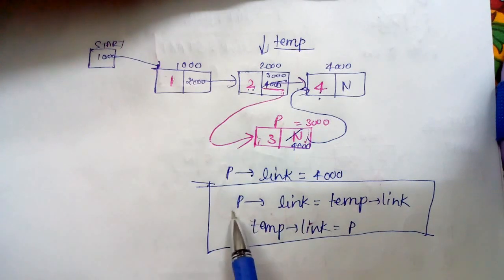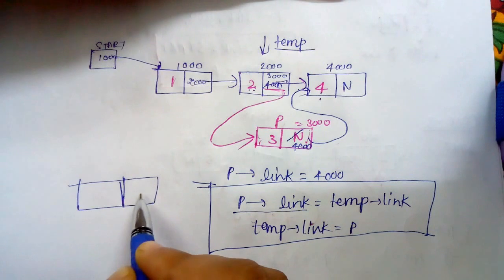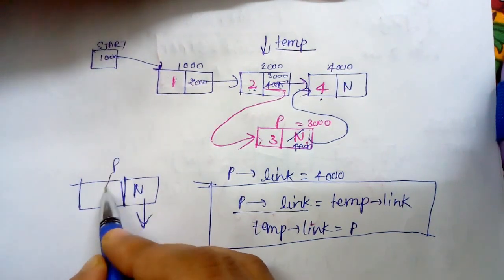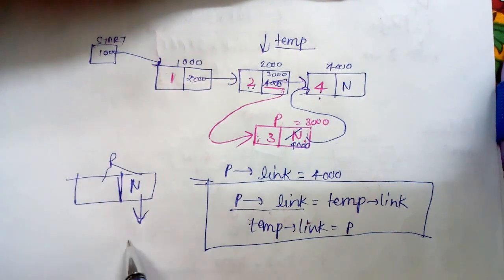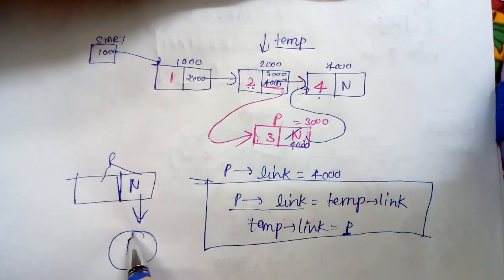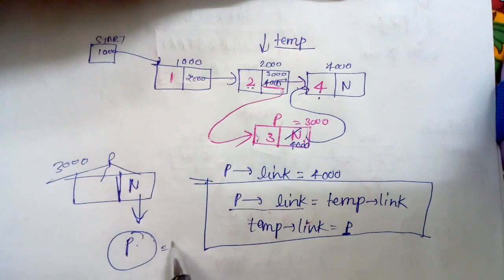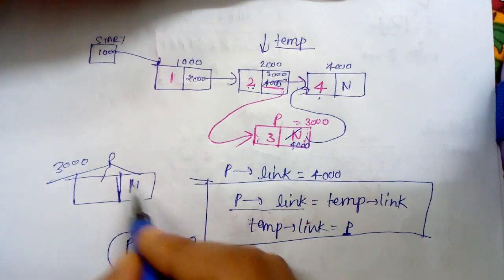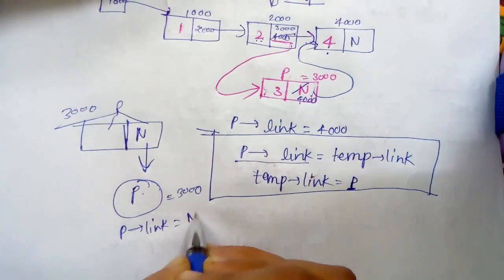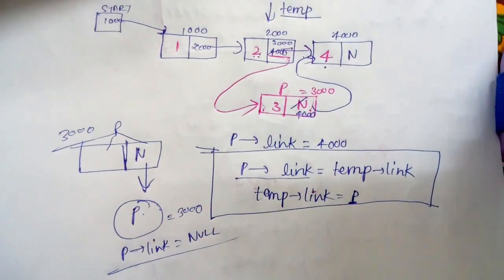See, if I am talking about the P link part, that is this part: P link, P data and P link. But if I am writing P here, I am talking about the address of P, that is 3000. But if I am talking about P link, that is null. This you will have to understand.